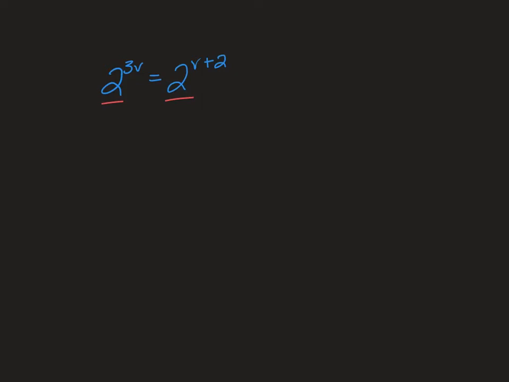So if we have this, when we have a common base, we can cancel the bases out and then just set up an equation with everything that we have left. 3v equals v plus 2. Now we're down to just a linear equation. So we subtract v from both sides, so we end up with 2v equals 2. We would then divide by 2, and v would equal 1.